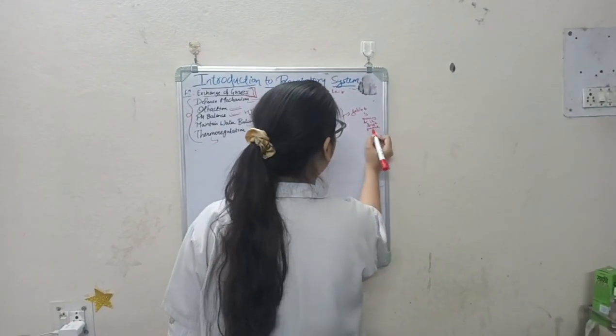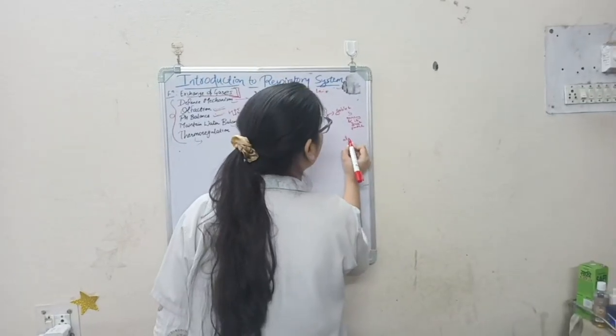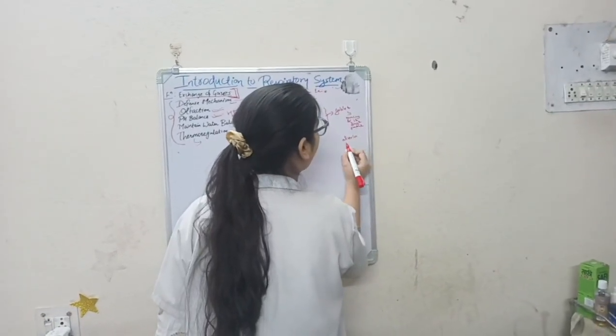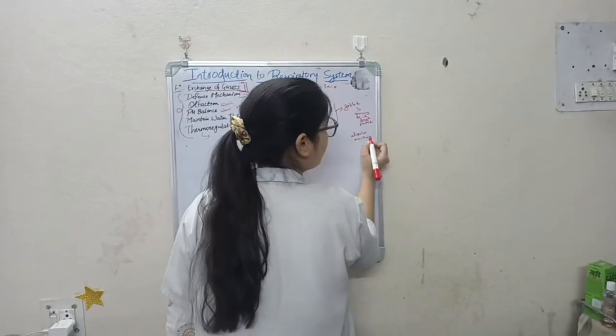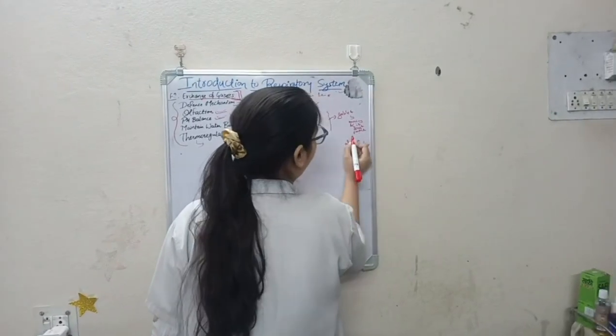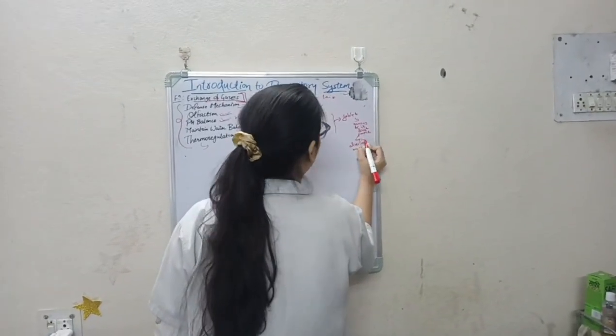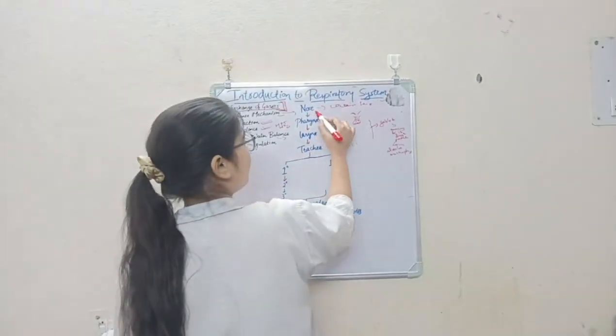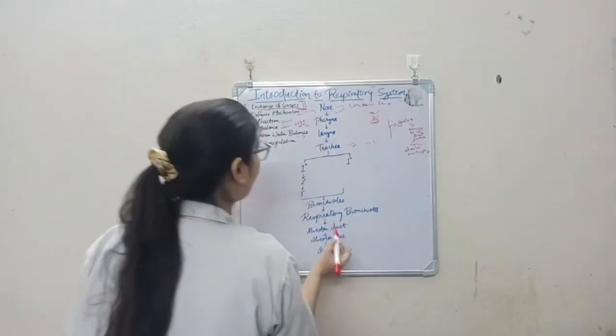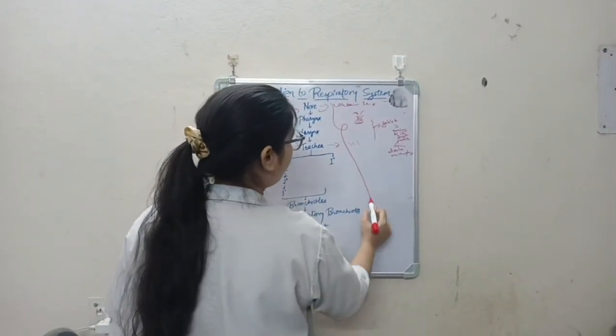And then again, there are the alveolar macrophages, which are a type of tissue macrophages. It will phagocytose the dust particles. So first we will start from the nose and then again we will go to the alveoli, and overall there is a defense mechanism as we have seen.